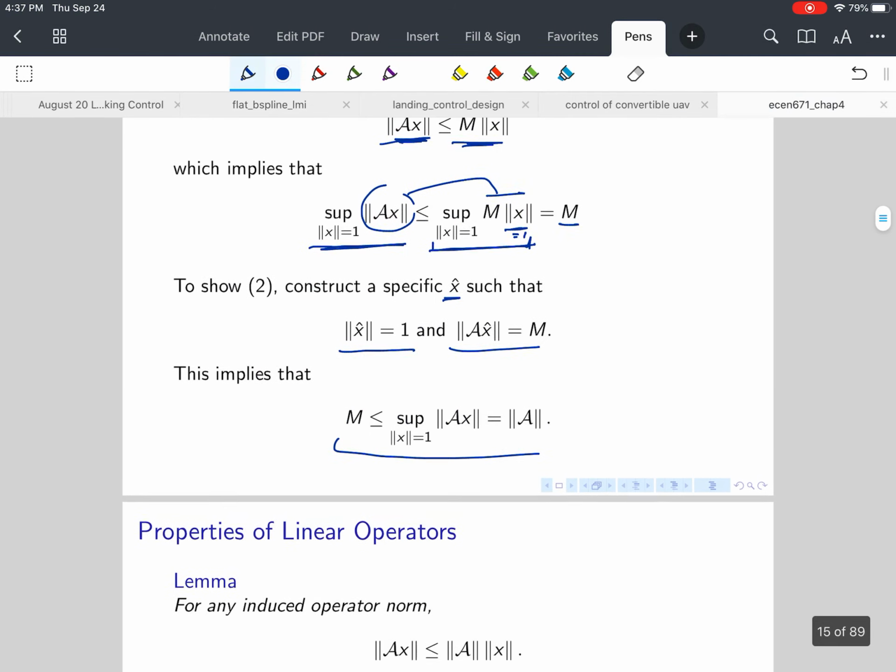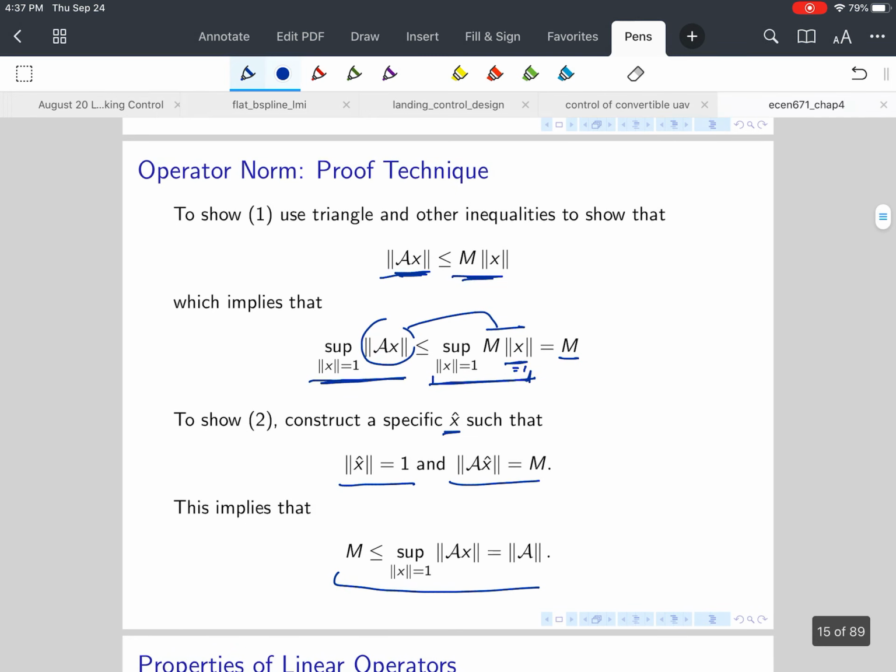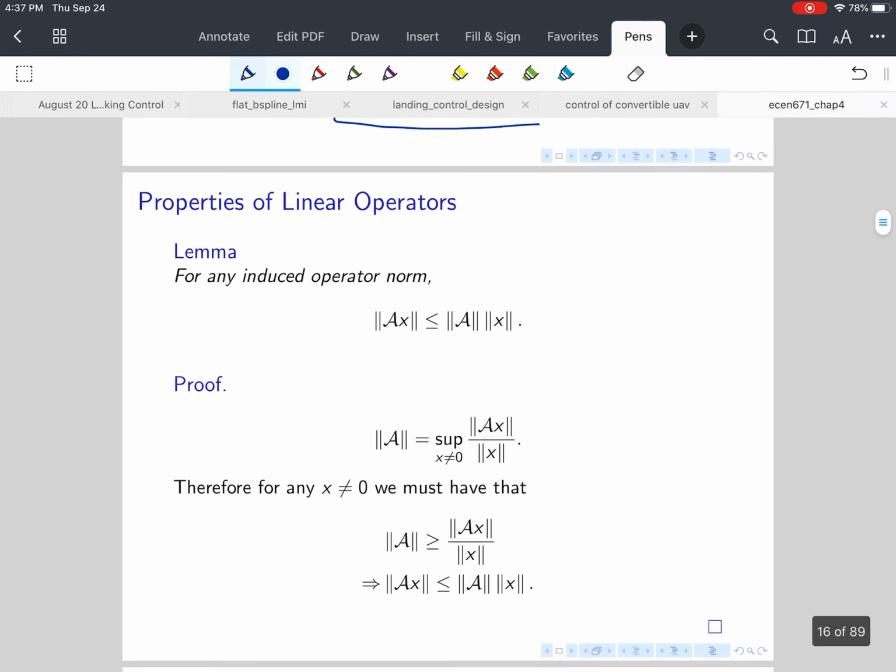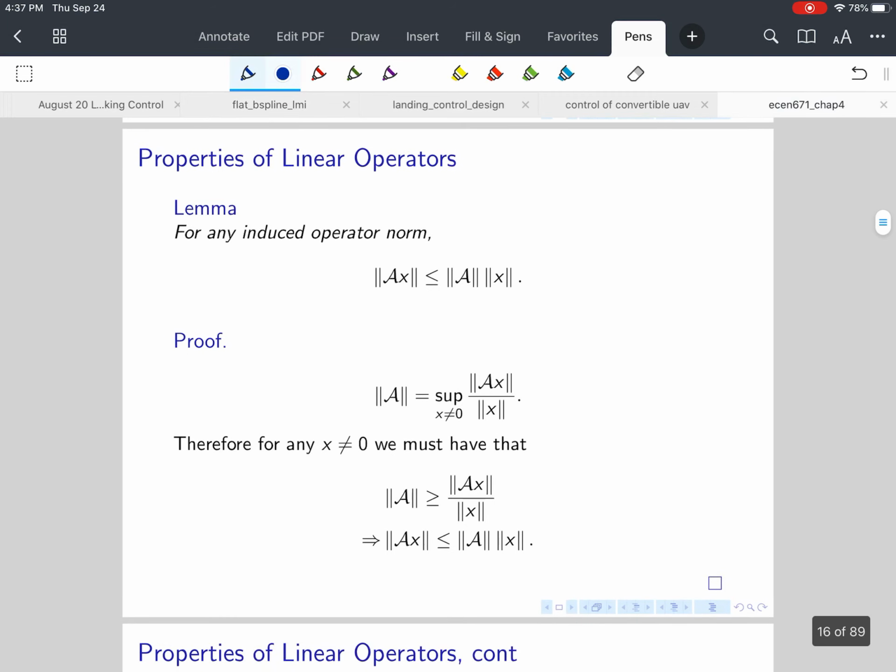All right, so that would be the general technique we go about to find the norm of an operator. And I'll have a couple of other examples a little bit below. Okay, so for any induced norm of an operator, we have the following. The norm of A operating on x is going to be less than or equal to the operator norm of A times the norm of x.